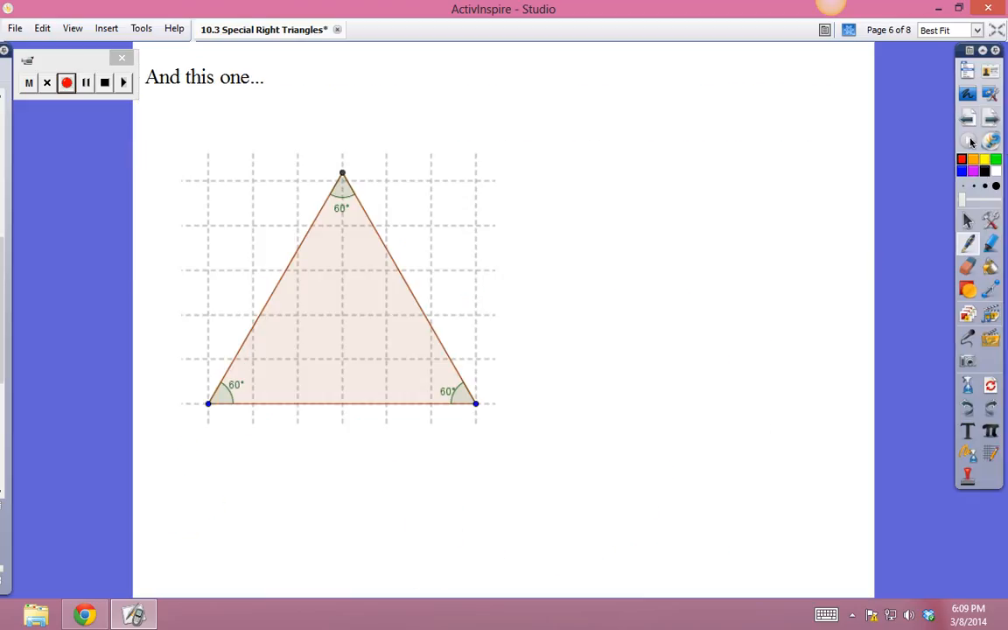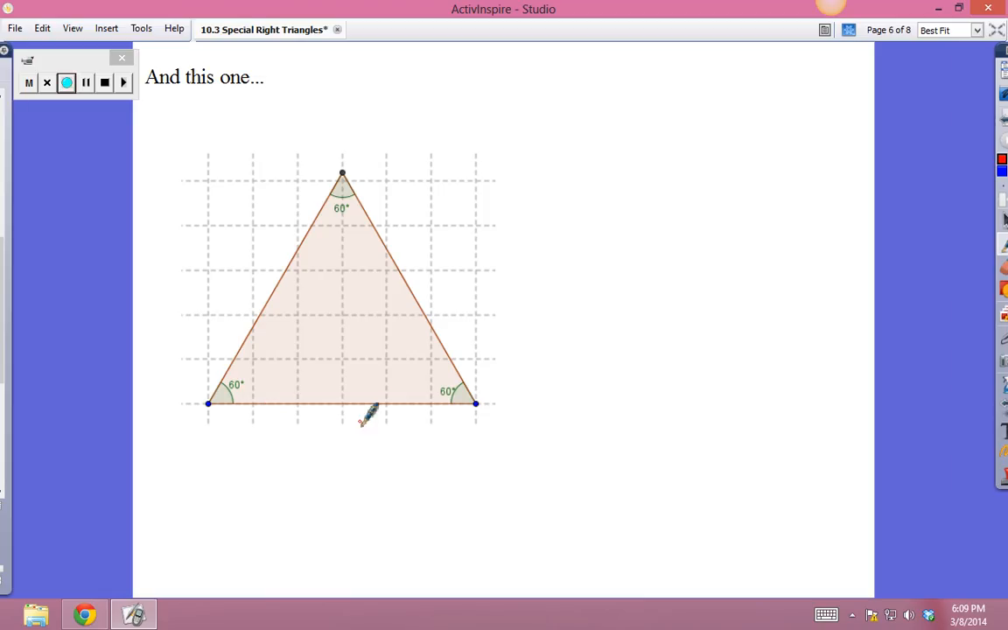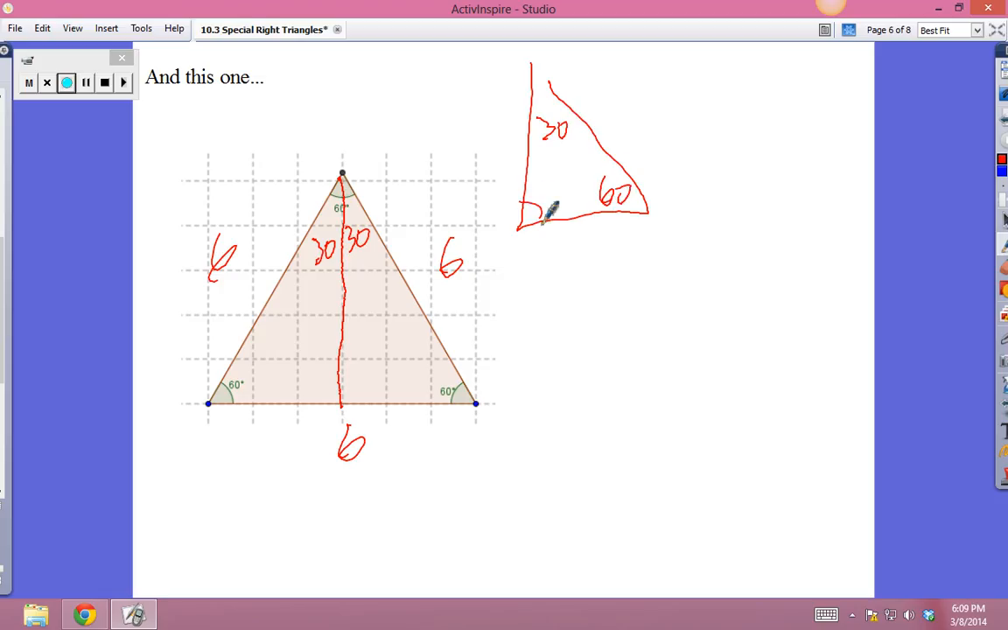Let's do one more. So this one, 1, 2, 3, 4, 5. So this is a 6 by 6 by 6 equilateral. If I find the height, if I kind of cut this in half, it's going to make a 30, and that's going to make a 30. So we're looking at this triangle right here. That's a 30, that's a 60, that's a 90. This is going to be a 3, this is a 6, and how tall is it? So let's go x squared plus 3 squared equals 6 squared. X squared plus 9 equals 36. Minus 9, minus 9.